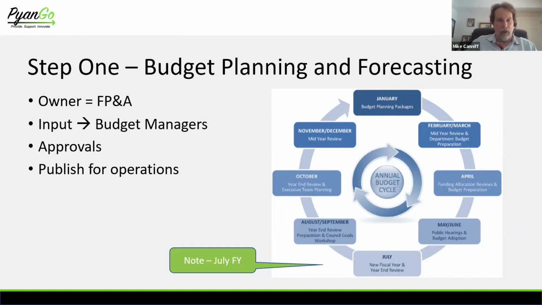So starting off, step 1, when you're establishing your budget, typically within an organization, you want to assign that to an owner. Again, in a small company, that might be the head of the accounting department or the person that wears all of the hats. In a larger organization, that is going to be your FP&A team. You're going to receive input from your budget managers as well as potentially external stakeholders.